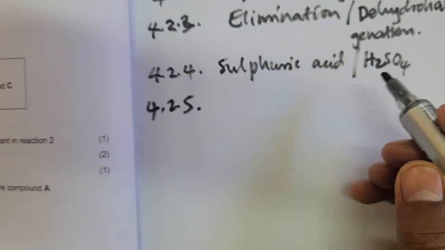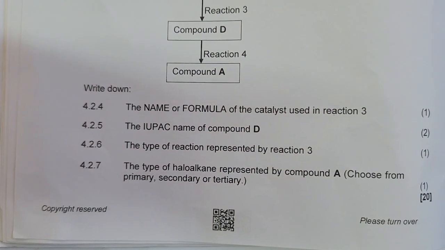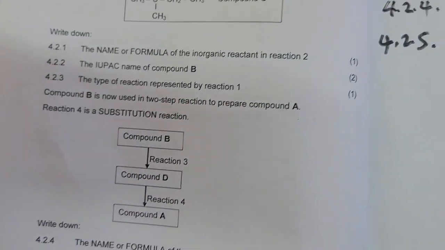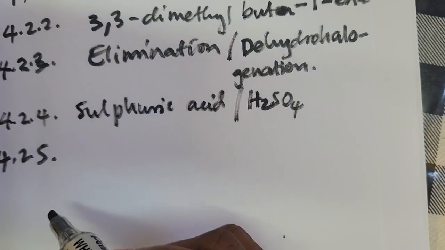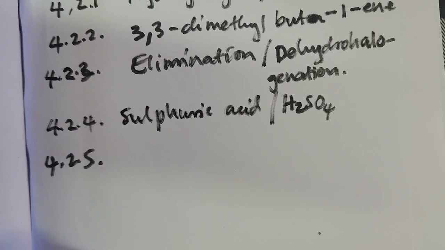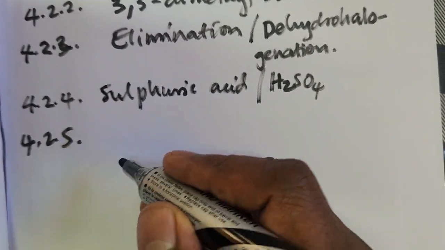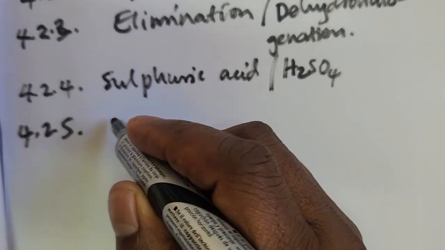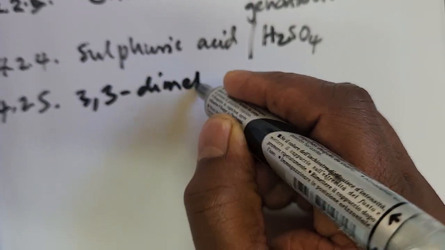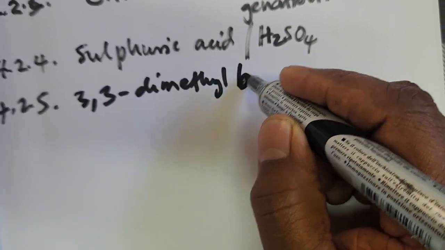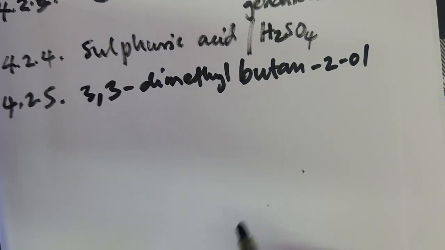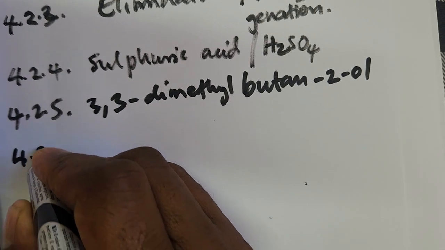4.2.5. Now they say to us, write down the IUPAC name of D. Therefore, D we said is an alcohol. If it comes from this but-1-ene, therefore remember the rule says hydrogen will go and bond to the carbon with the most hydrogens. Therefore, this will give us now 3,3-dimethylbutan-2-ol. It will be a secondary alcohol. Fine.